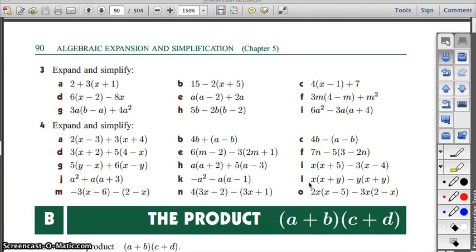So we'll go through 3 and 4 now. A couple of examples from 3 and 4. Hands up if you're in 3. Okay, plenty of you.